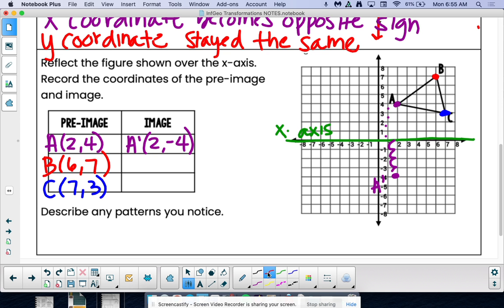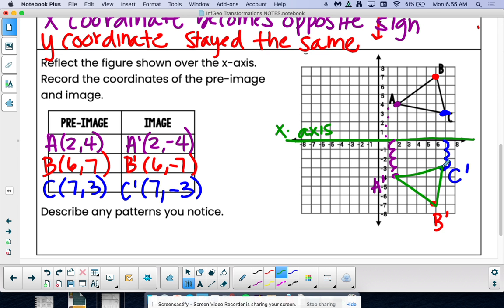Okay, our B is 7 away from our x-axis. Now we gotta go 7 in the opposite direction. So we're gonna end up at negative 7. B prime is at 6, negative 7. And then our C looks like it's 3 away, so we have to go 3 in the opposite direction, which is right here. Our C prime. So C prime is at 7, negative 3. Again, we'll connect our dots for our image.